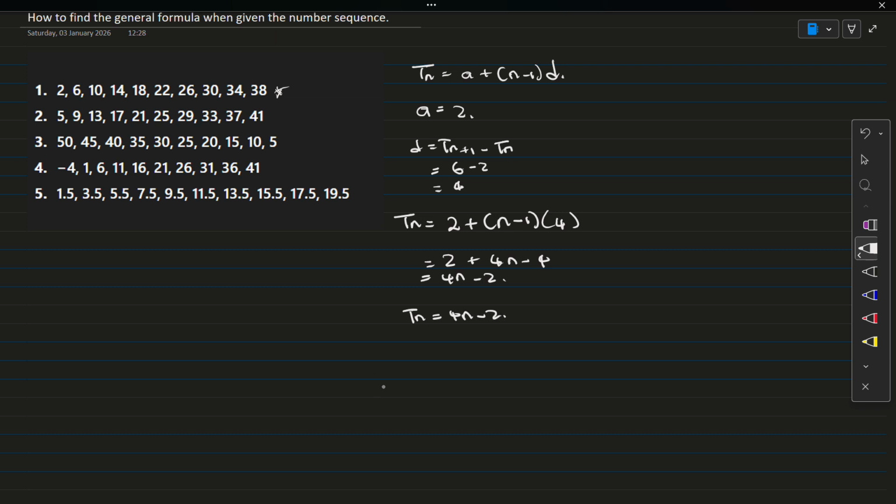In order to prove if it's correct, let's say we're looking for term 6. We're going to have 4 multiplied by 6 minus 2. We know that 4 multiplied by 6 is 24, and 24 minus 2 is 22. If we look at term 6, it's equal to 22. I advise you to pause and try the other ones yourself, because the last one is just going to be a practice problem you can do in your own time, but we're going to do the other ones.